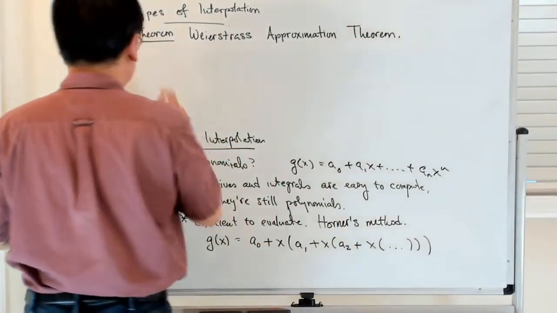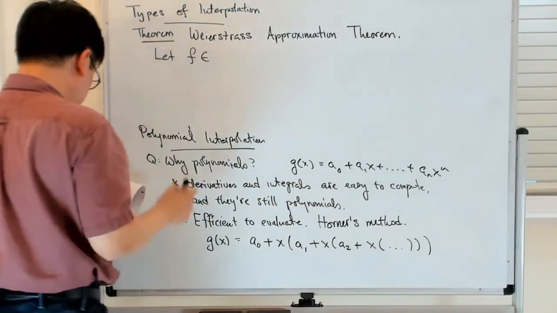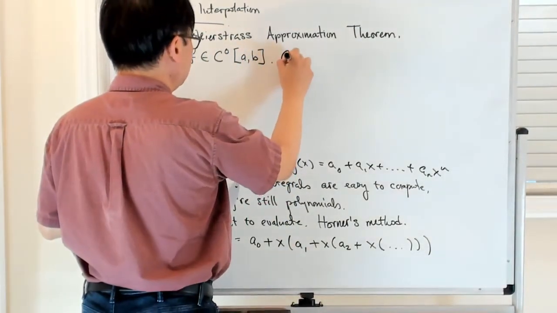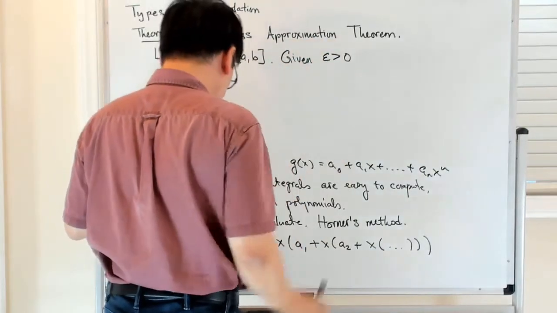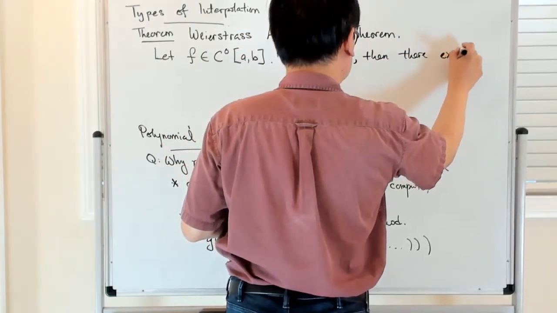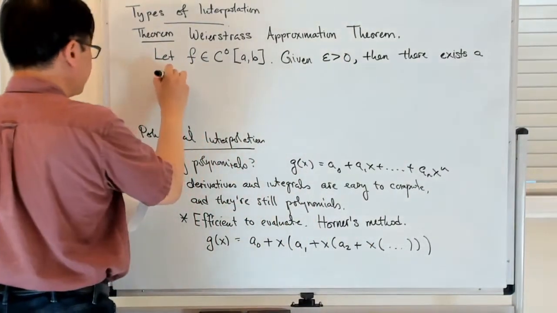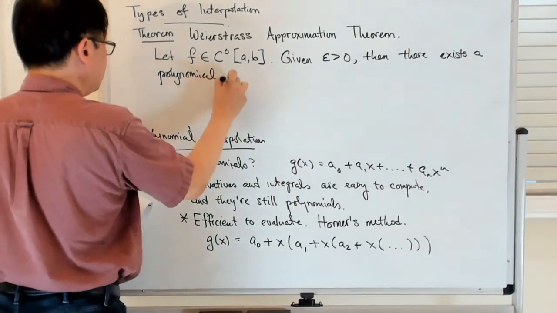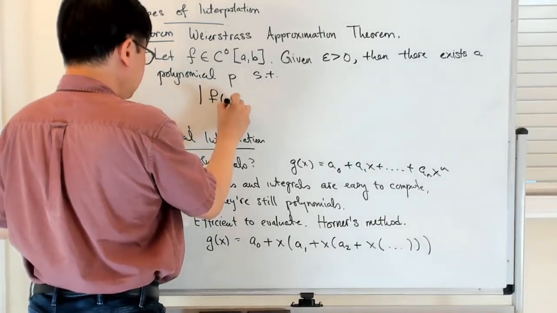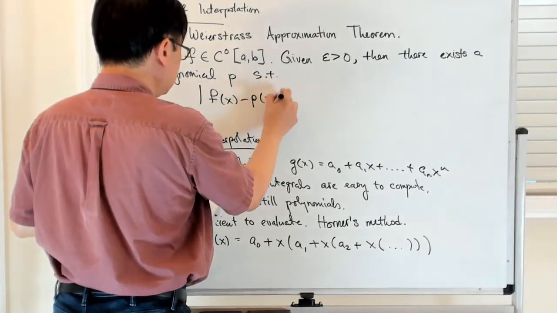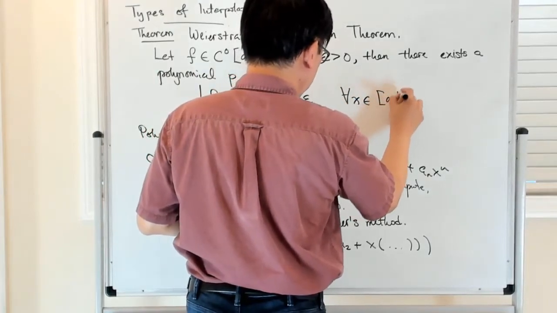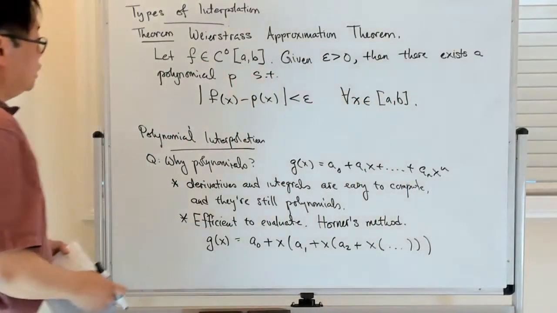And what it says is the following: if you have a function f which is continuous on a closed interval from a to b, and I'm given some epsilon greater than 0, then there exists a polynomial p such that the difference pointwise between f and p is less than epsilon for all x in the interval from a to b. Okay? So that's a pretty powerful statement.